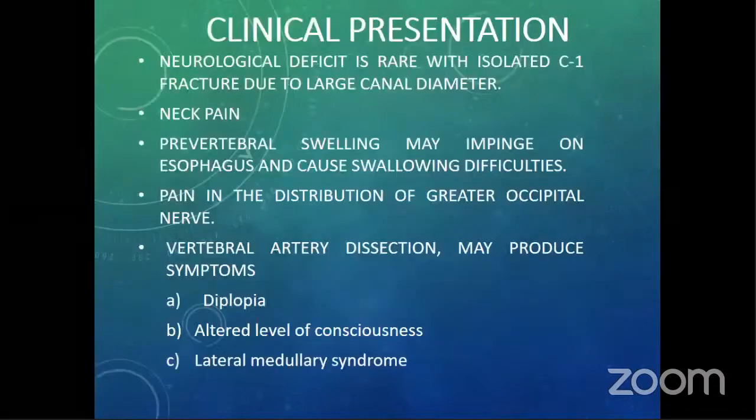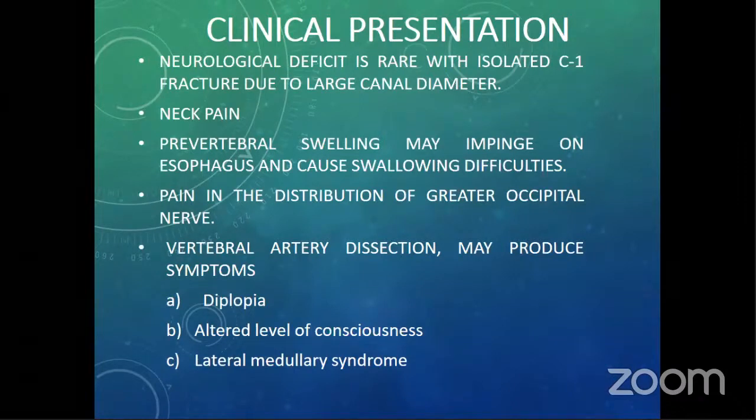Okay, so let's have a look at how the patient will present to us in case of atlas fracture. The good thing about C1 fracture is that neurological deficit is rare with isolated C1 fracture due to the large canal diameter. As I've already discussed in the anatomical section, the diameter of the first cervical vertebra is larger in comparison to other cervical vertebrae. And in case of fracture, the fragments displace outward rather than inward. So this is a positive point about this fracture.